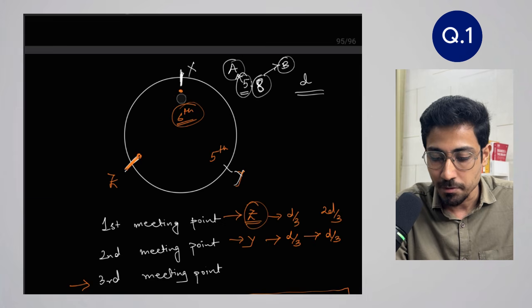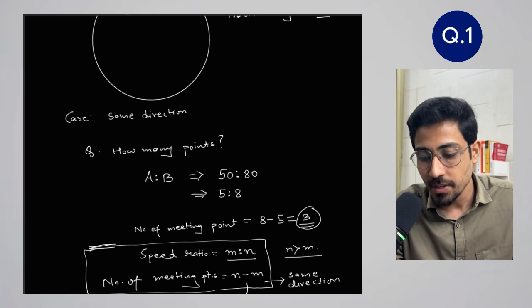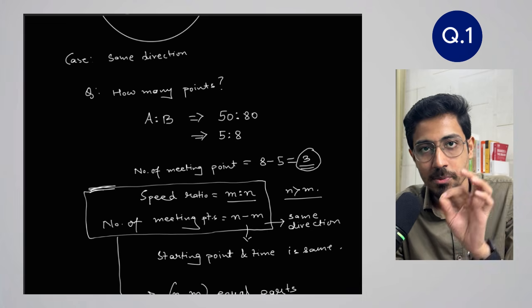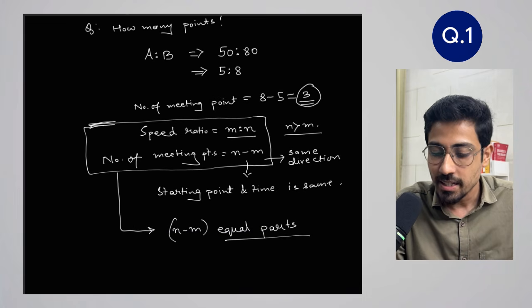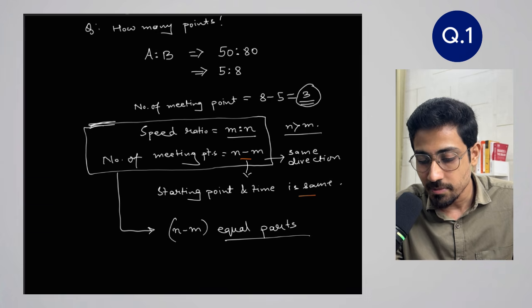What is happening so far? Just a quick revision. What we have done so far, we understood how many meeting points there are. It is nothing but the simplest ratio. We take m is to n. The number of meeting points will be n minus m, given the starting point and time are the same.